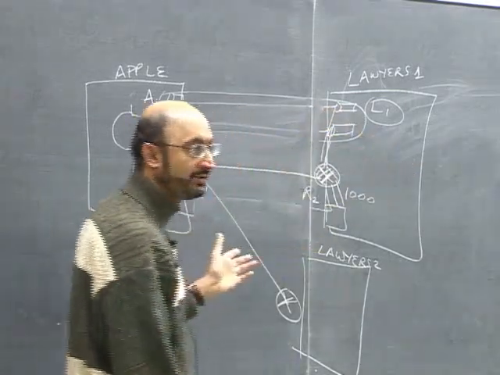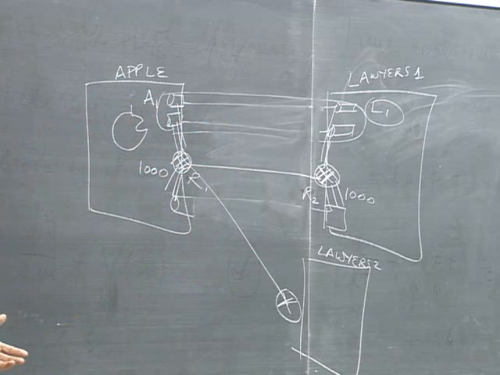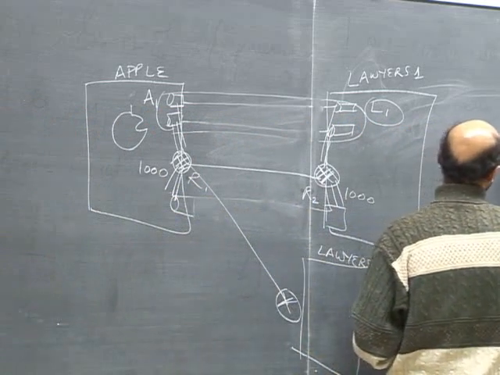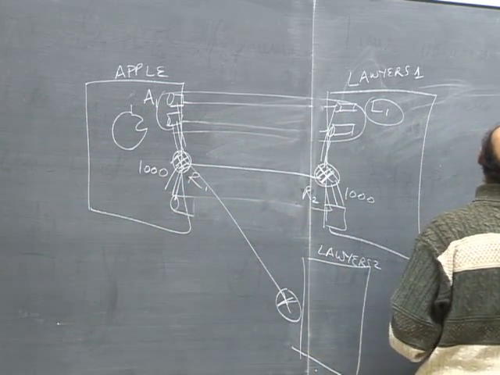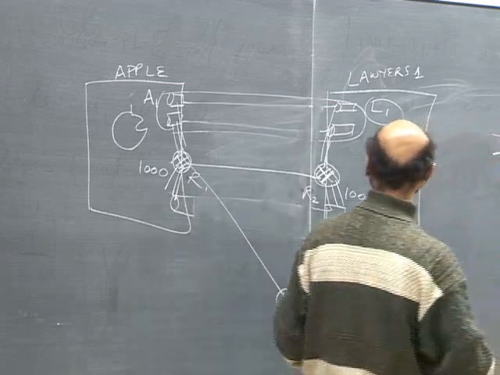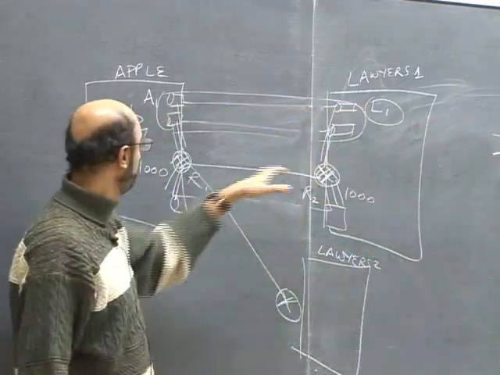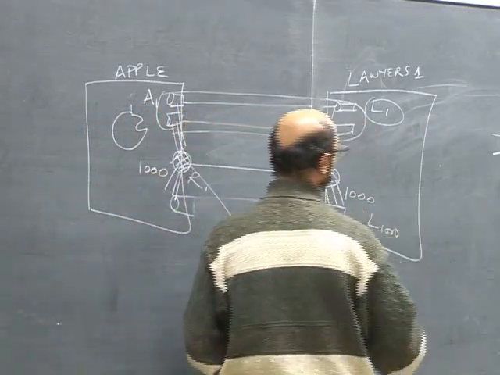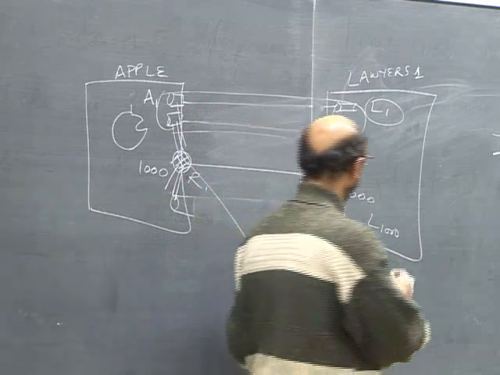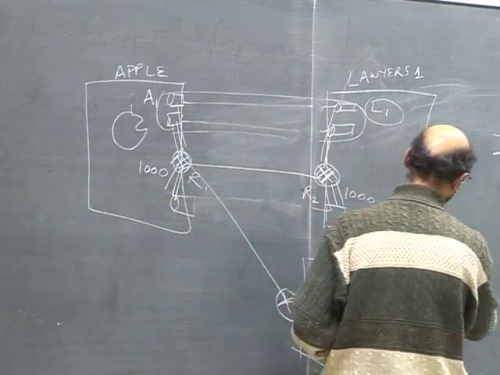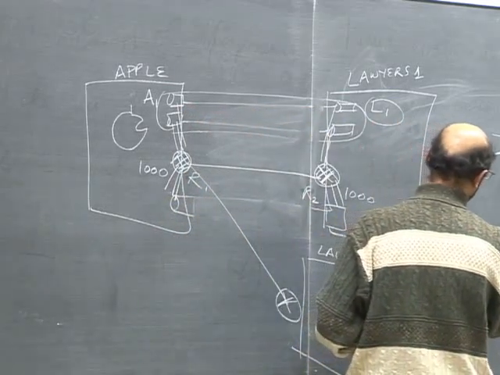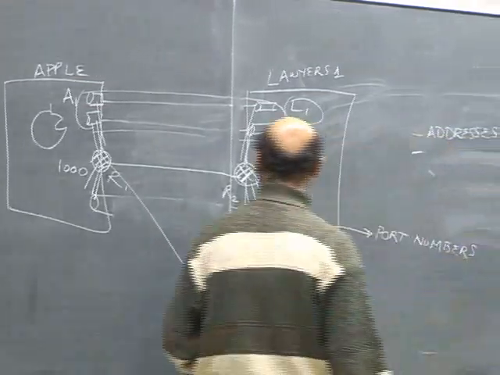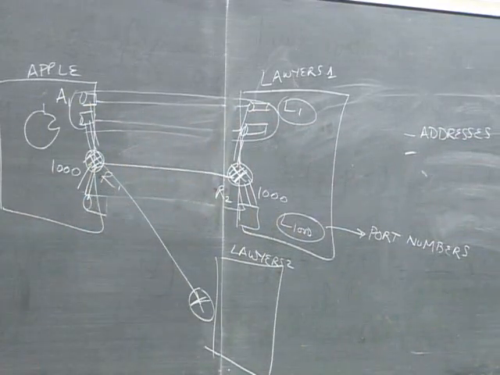So immediately we see that by reducing the number of wires, we need to introduce a few things. First, we need addresses. And second, we also need to choose between these different lawyers. Because when it goes here, this guy has to figure out, is it lawyer 1 or is it lawyer 1000? Which one is it? In technical terms, we call these port numbers. And so we need to introduce addresses and port numbers.